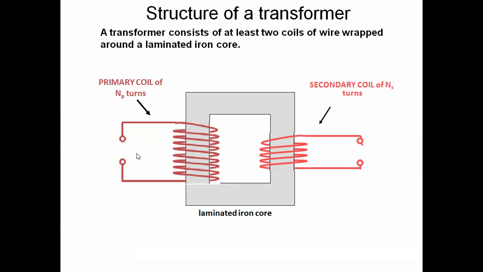So when an alternating input voltage is applied, we call it the primary voltage, the flux will be generated and EMF will be induced in the secondary. The amount of EMF induced in the secondary depends upon the number of turns in the secondary. Since in this diagram there are fewer turns in the secondary, the voltage induced will be less than the voltage in the primary.